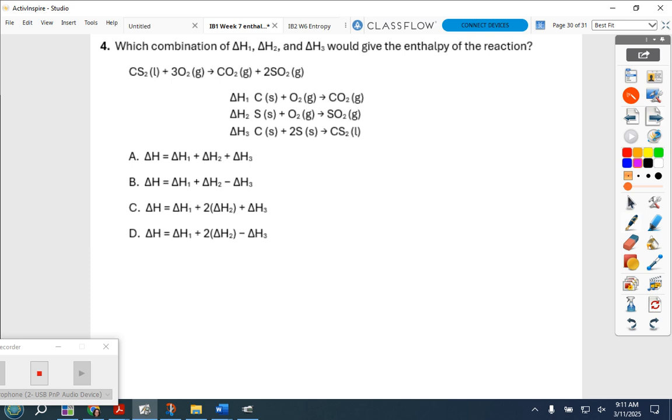So I don't really have to say anything, but basically, you needed to look at each one and say, our CS2 has to be on the reactant side, and here it's on the product side, so this one had to get switched, which means this is going to be negative. And then our SO2 and O2 had to be doubled here. So this had to be times 2, which meant this had to be times 2 in order to match that equation. So that is why it's delta H1 plus 2 times delta H2 minus delta H3. So this is D. But like I said, you guys got that. And we'd only really talked about it for a day and a half, so congrats on that.